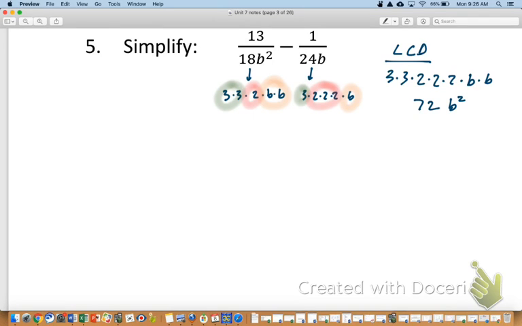So those of you that had 432b cubed, I'm not going to say you're wrong because you're not. You're just going to have to do a lot of reducing in the end. It's going to make it a little more difficult to finish. I'd rather do this on the front end. So check this out.